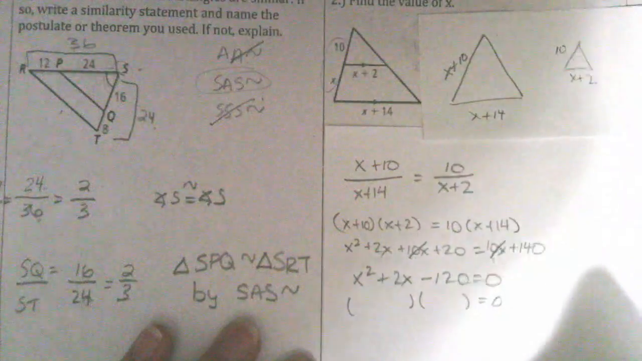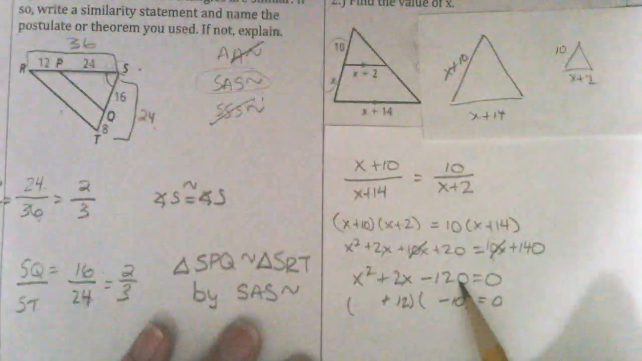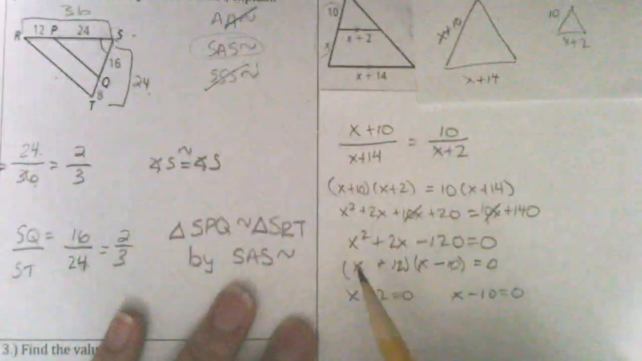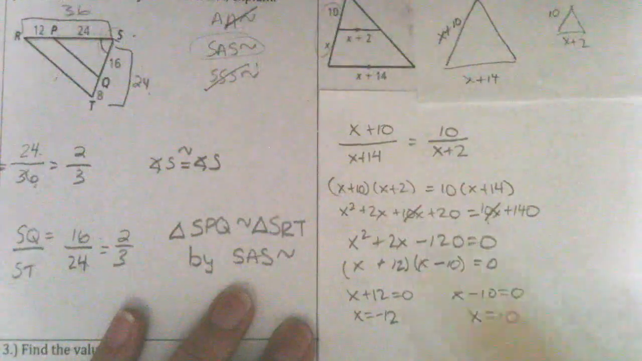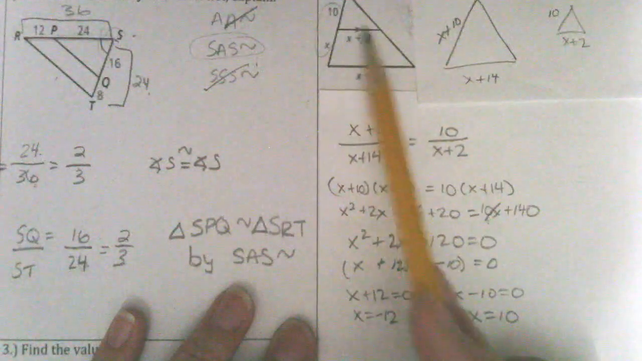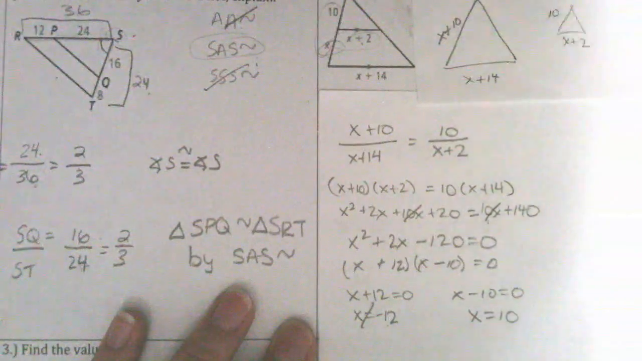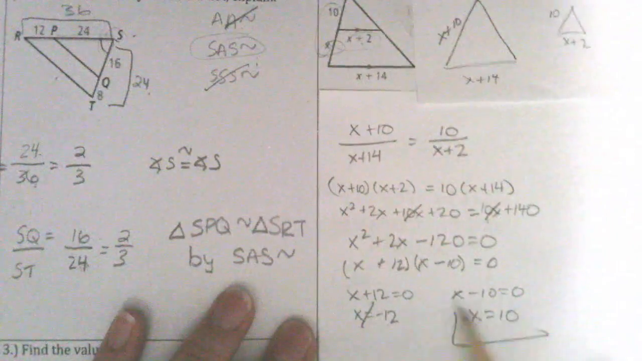Now we can factor this because a positive 12 and a negative 10 would multiply to negative 120 and add to 2x. So if we set these two factors equal to 0 and solve, that would give us an x value of negative 12 and an x value of 10. If we plug negative 12 back up here, that actually gives us a negative value here and here, which is bad. So we're going to ignore negative 12 because it's a solution to the equation, but it's not going to work for geometry class. So this is going to be our answer.